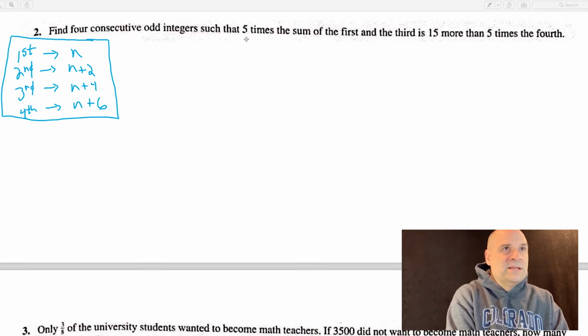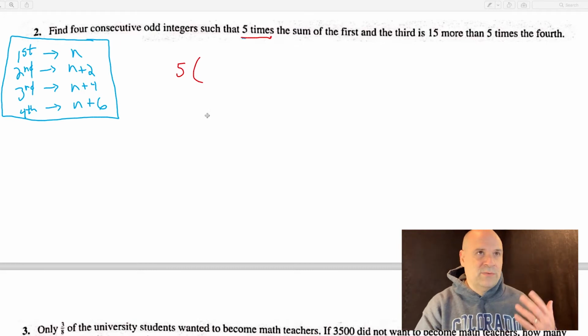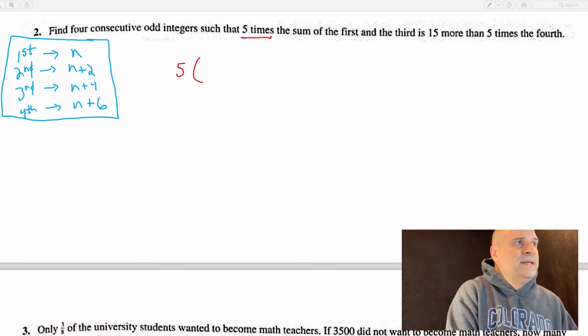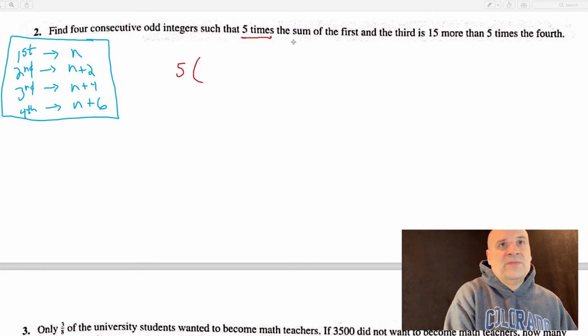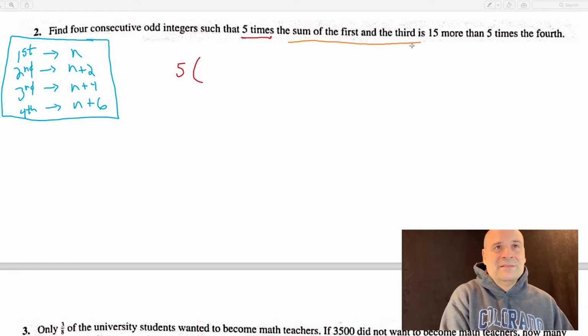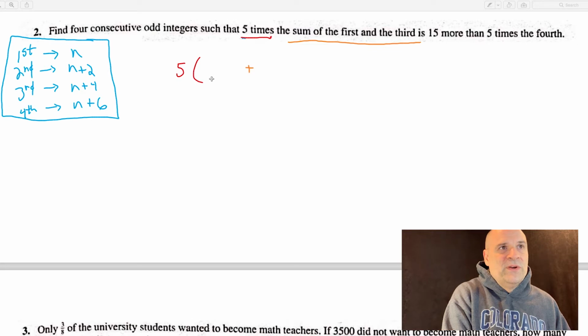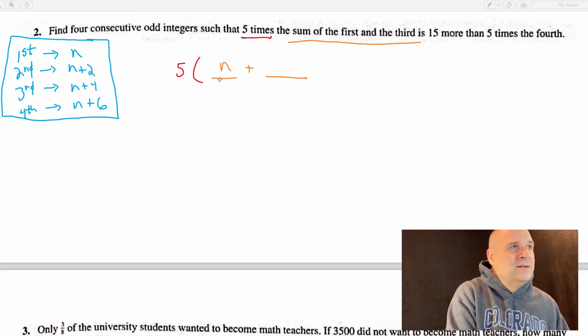Okay, so here's my translation. 5 times the number. So how do you say 5 times something? Well, that's going to be 5 times a parenthesis. So we don't know what it is yet. It is the sum of the first and the third. Okay, so how do you say the sum? Well, that's addition. The first is n, and the third is n plus 4. See where I got that?